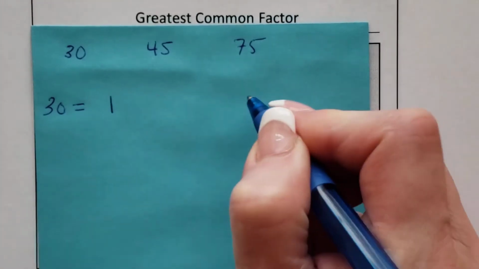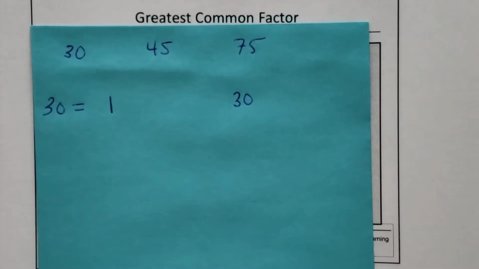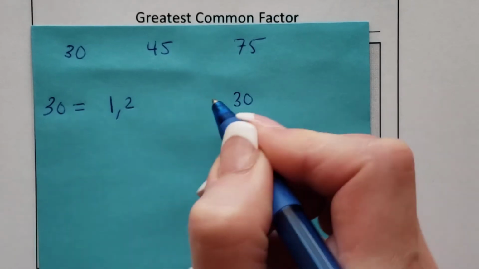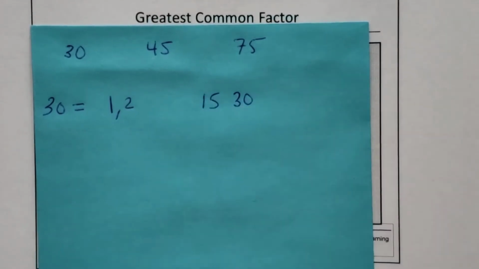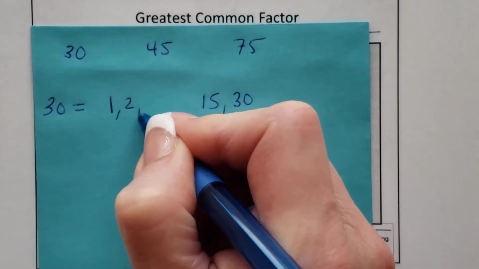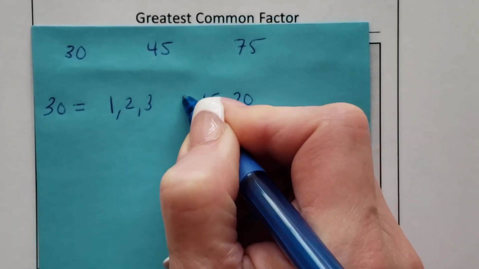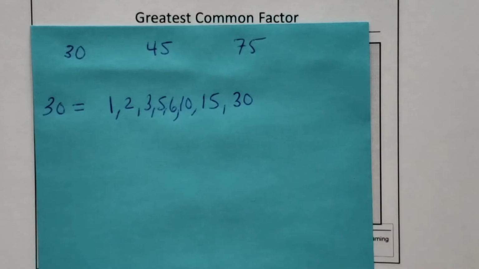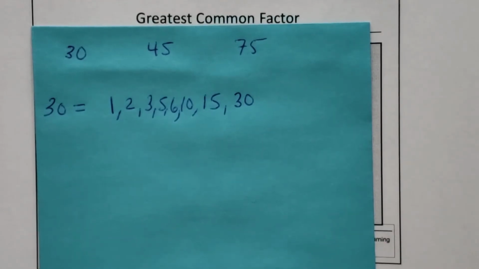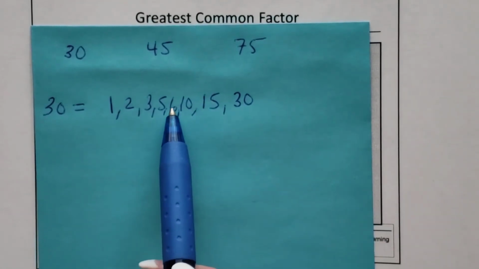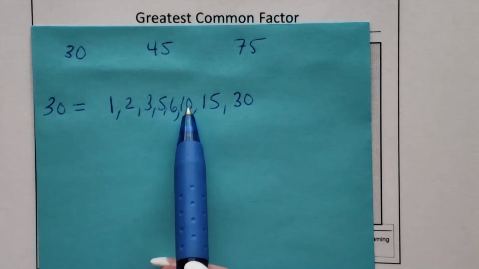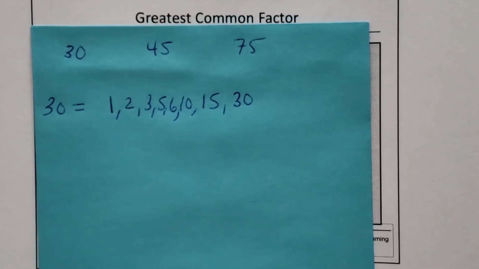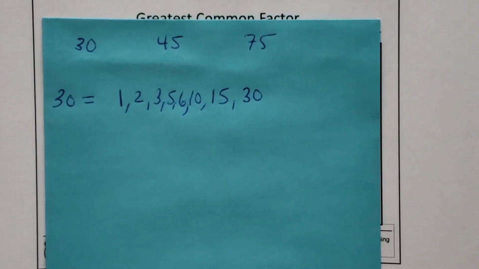Well, I know that 1 times 30 is 30. I know that 2 times 15 is 30. I know that 3 times 10 is 30. And I know that 5 times 6 is 30. And that's all of them. So once you get to the middle, if I continue going up, I would get to 10. Well, 10 is already written. So I know I have all of the factors of 30.